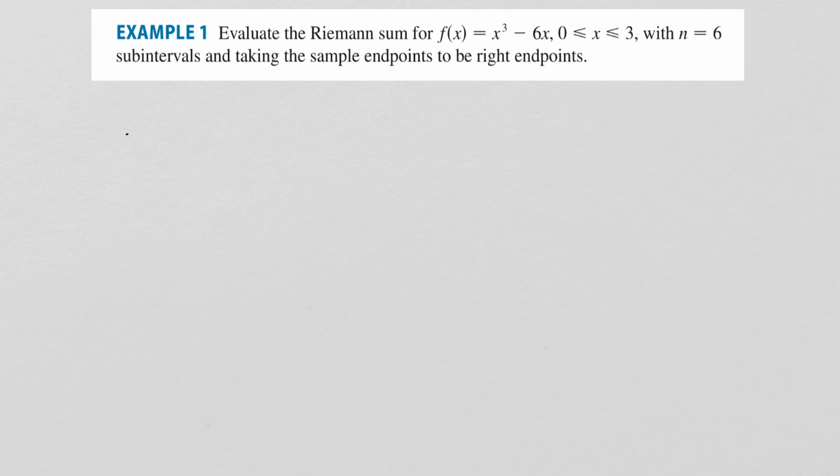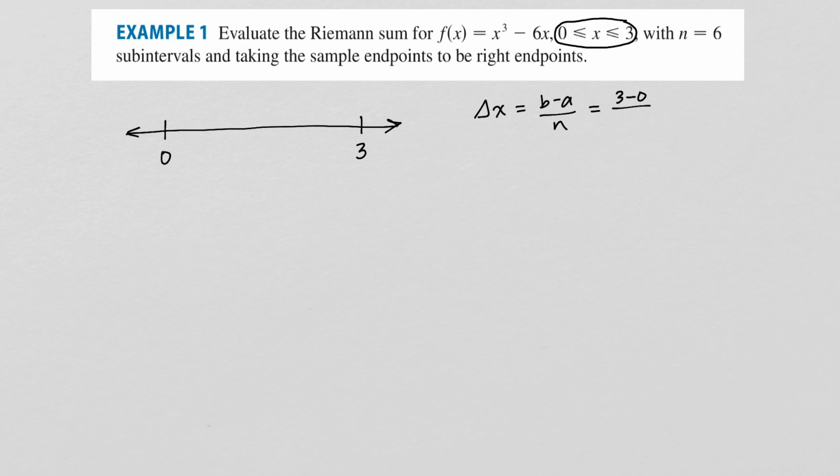So let's take a look at a number line. And I'm just going to focus in on the part of the number line that is relevant to us, and that is the number line from x equals 0 to x equals 3. We're going to divide up this interval from 0 to 3 into 6 equal parts. So the first thing I need to do here is calculate my delta x. Let's recall from previous sessions that delta x is b minus a divided by n. And for us, that means it is 3 minus 0 divided by 6, and this is equal to 1/2.